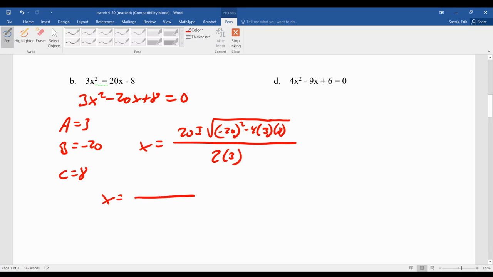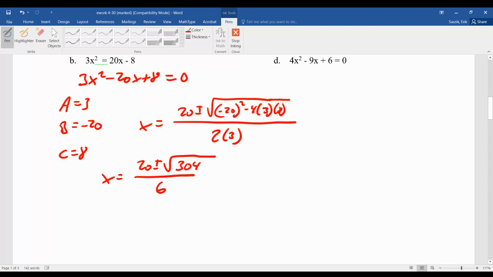So my denominator becomes 6. And if I type in everything correctly underneath that square root sign, I'm going to get 304, which is not a perfect square, which means that these things wouldn't have factored anyway. If this number is not a perfect square, it would not have factored. Okay? So just do this twice, once with the adding, once with the subtracting. And our x-intercepts are going to be 6.24 and 0.43.